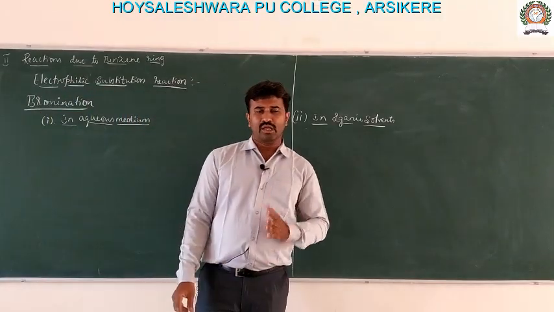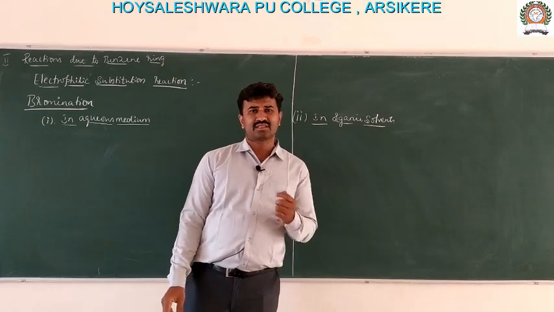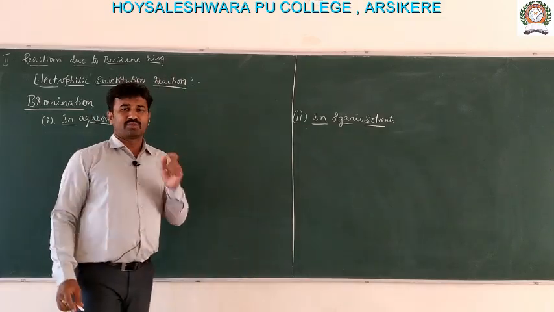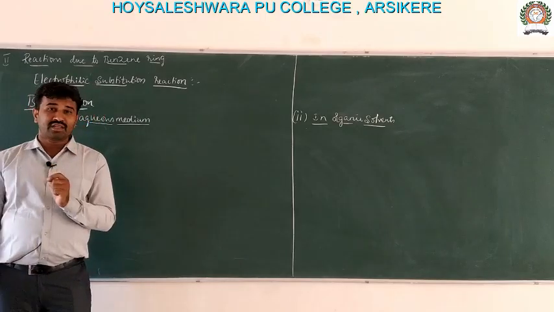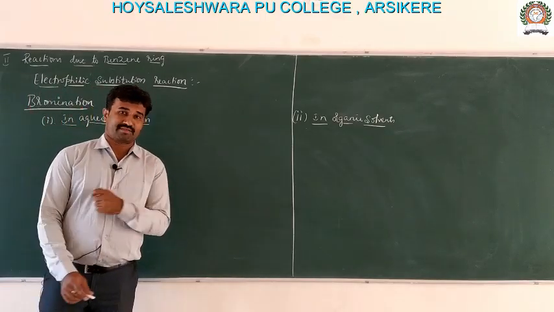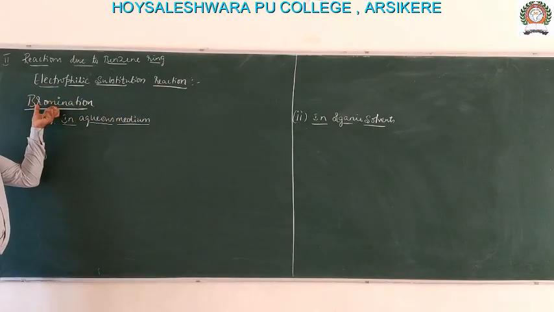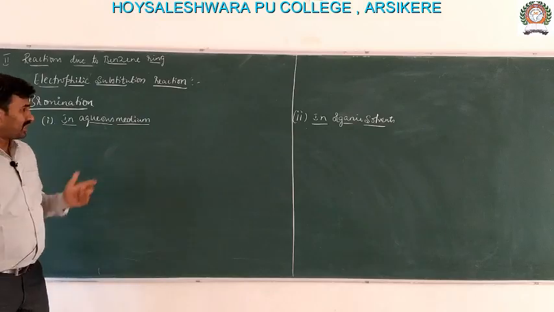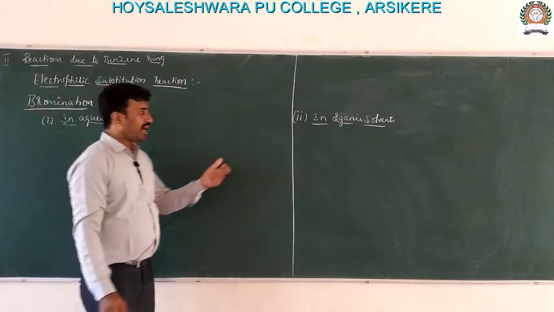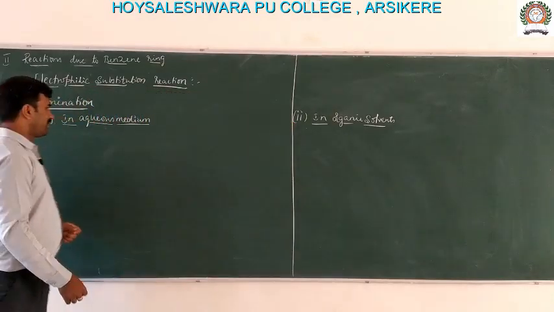The example of electrophilic substitution reaction, the first reaction, is bromination. In bromination, the electrophile is Br plus. Phenol undergoes bromination in two mediums, one in aqueous medium, another in organic solvents. Let us discuss one by one.